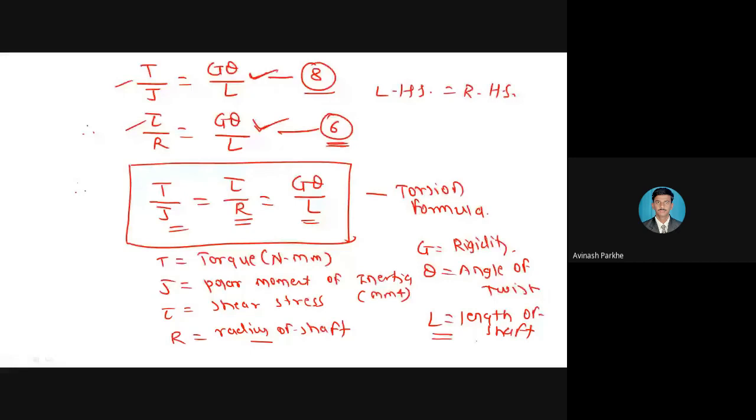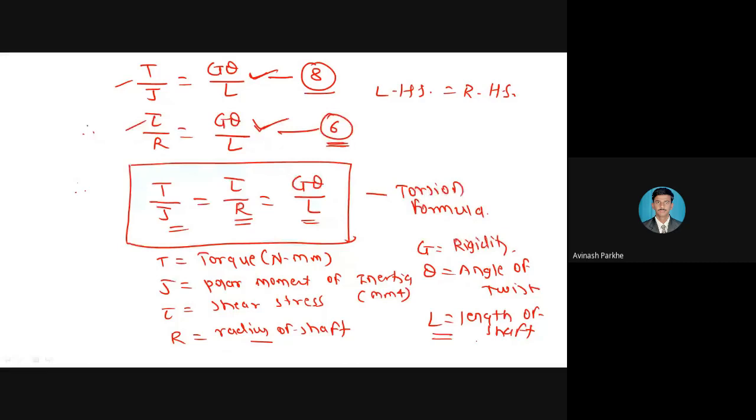So this derivation part is very, very important. Maybe in the examinations, now maybe it is an online examination, but there are some MCQ questions based on this derivation. So what will be the torsion formula? The 4 options will be given to you by rearranging the terms, and out of those 4 options, we have to choose the correct one. Please keep in mind this formula should be at the tip of your tongue. T upon J is equal to tau upon R is equal to G theta by L, because by using this single formula only, we have to solve the numericals. There is no other formula. By using this formula only, we have to solve the numericals.